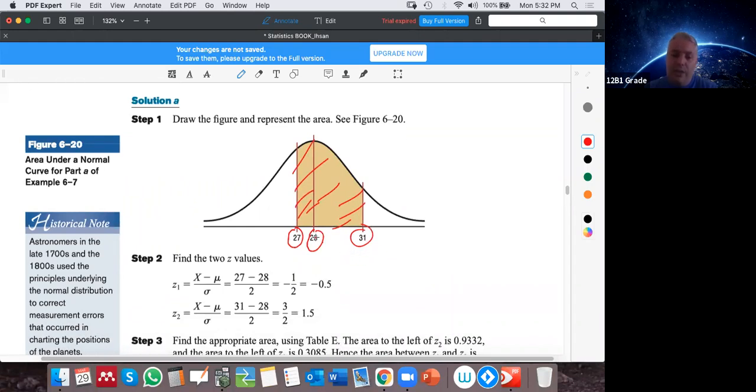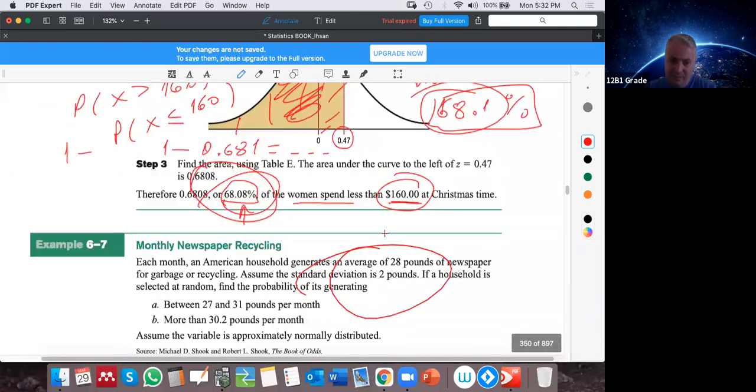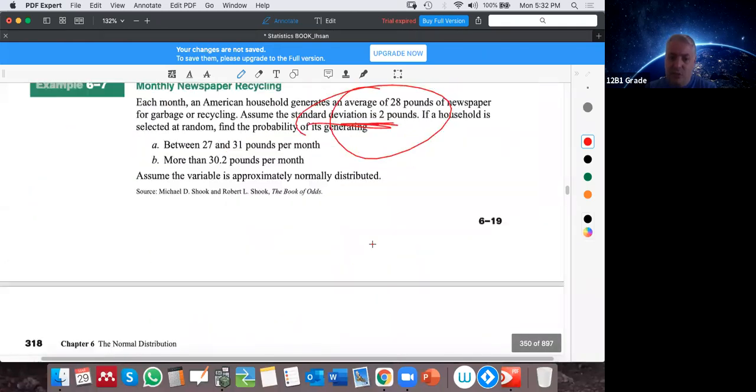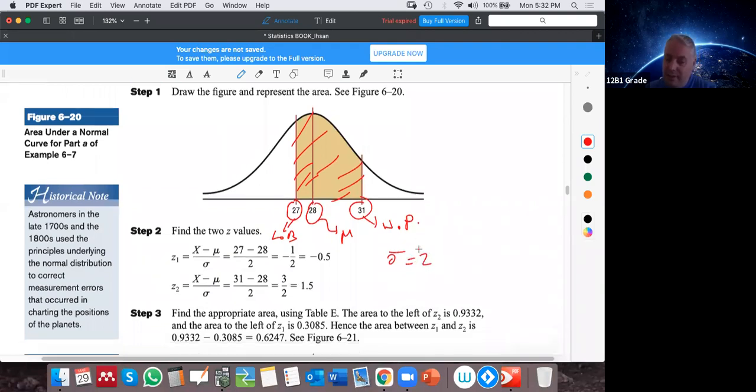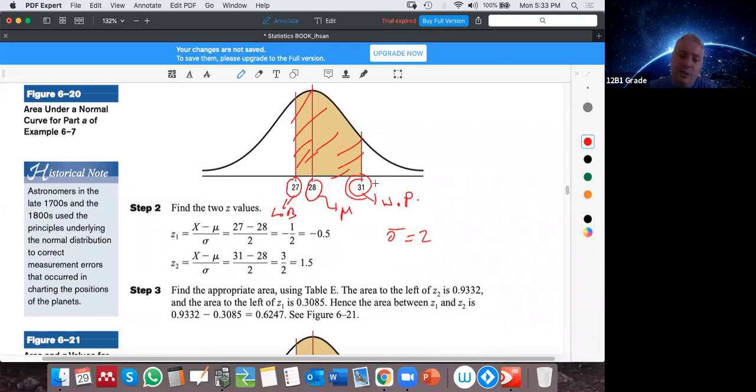So what am I going to do? If you have scientific calculator, you can use it. Lower bound is this. Upper bound is this. And then this is the mean. And the standard deviation here given 2. And then calculator calculates the result. But if you don't have, find the z-score of 31, which is 31 minus 28 divided by 2. This is mu, this is sigma. Calculate the z-score of 27. 27 minus mu divided by sigma. So the answer will be negative 0.5 and 1.5.